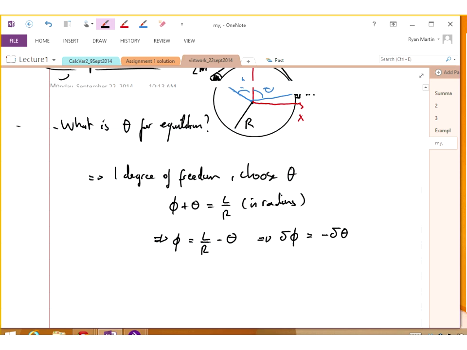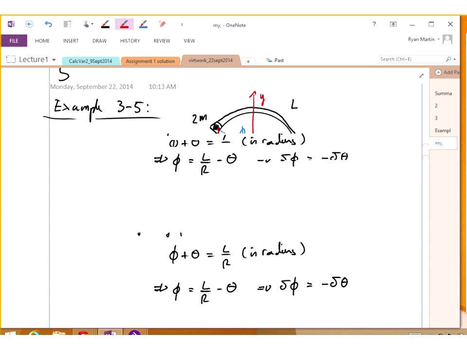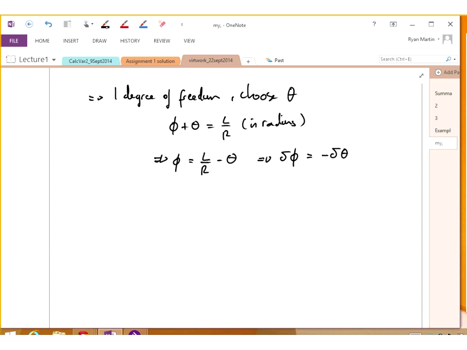So the only external forces that act on the particles that can do virtual work are gravity. Every other force is perpendicular to the allowable motion. So I'm going to go slightly over time here to finish this problem.